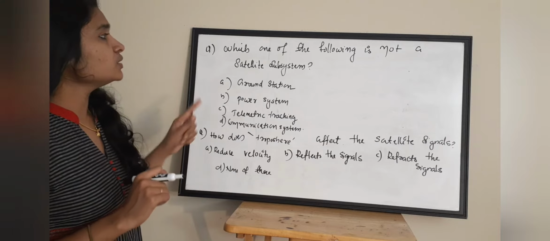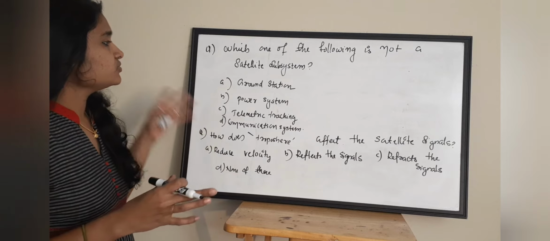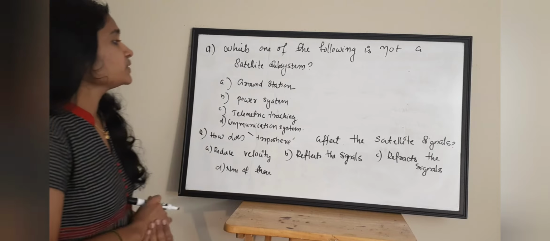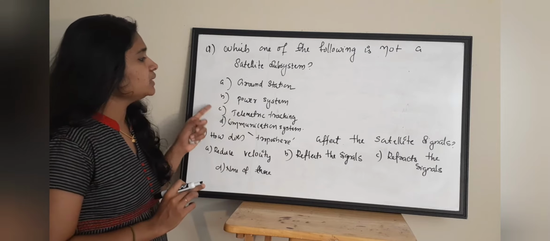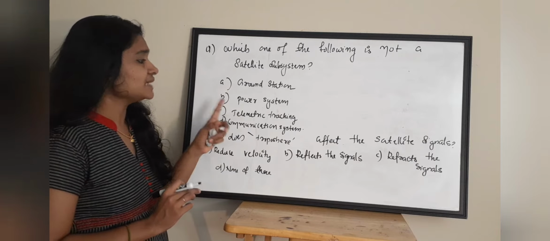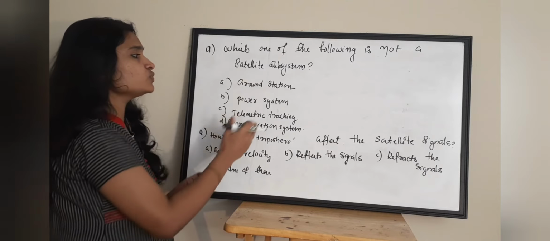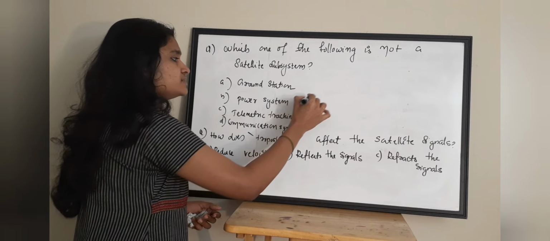The following is not a satellite subsystem. They are asking out of these which is not actually a satellite subsystem. Option A, ground station. Option B, power system. Option C, telemetric tracking system. Option D, communication system. Out of these four systems, the power system is a satellite subsystem.